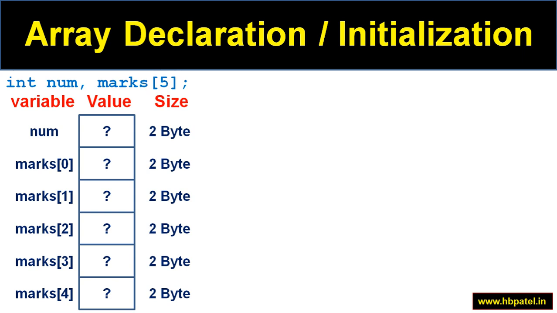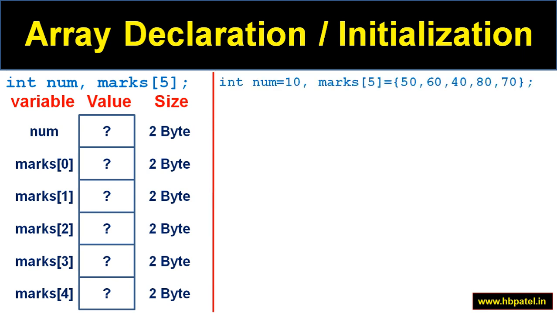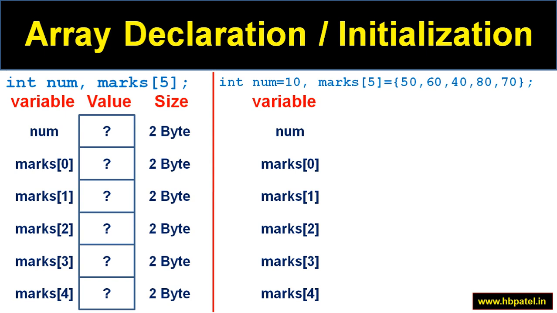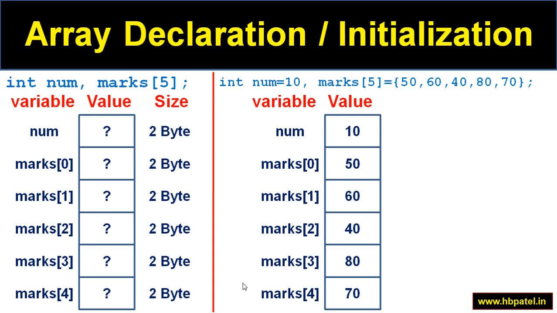Now let us see how do we initialize an array. The same example, integer num is 10, it is just a single variable. Now marks 5 is equal to, now in curly braces we will be specifying all values of the array. So 50, 60, 40, 80, 70. So let's see how it looks. We have the same 6 variables, num is the first variable, and 5 variables of this array, marks 0 to marks 4. And then if I see the values, num is having 10, then marks 0, 0, as we know that array starts from 0.